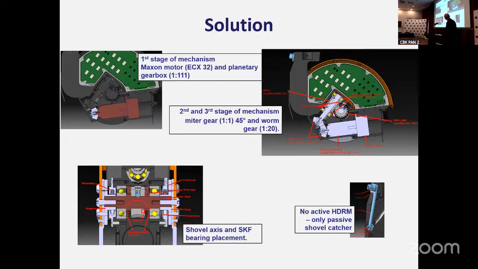And we have the shovel axis supported by angular bearings with felt sealing to prevent dust, especially dust mitigation toward the motor, because other elements like the bearings and the worm gear were prepared to work with the dust.